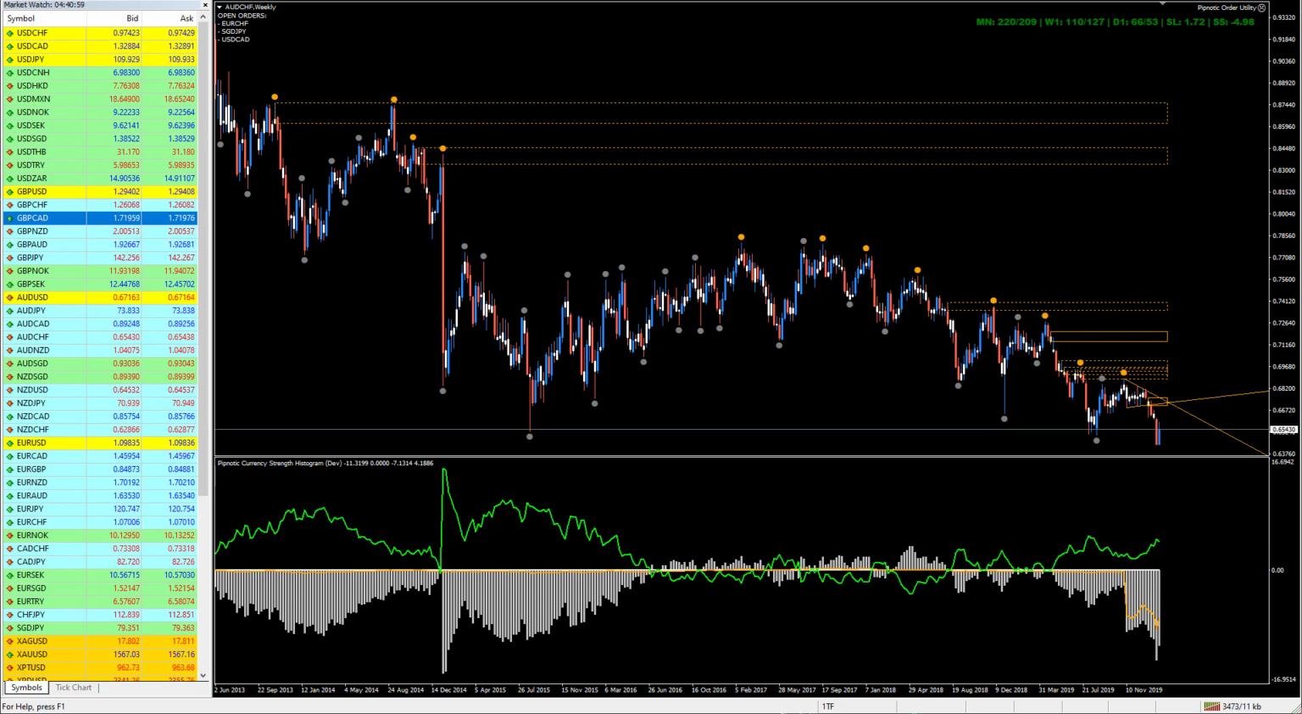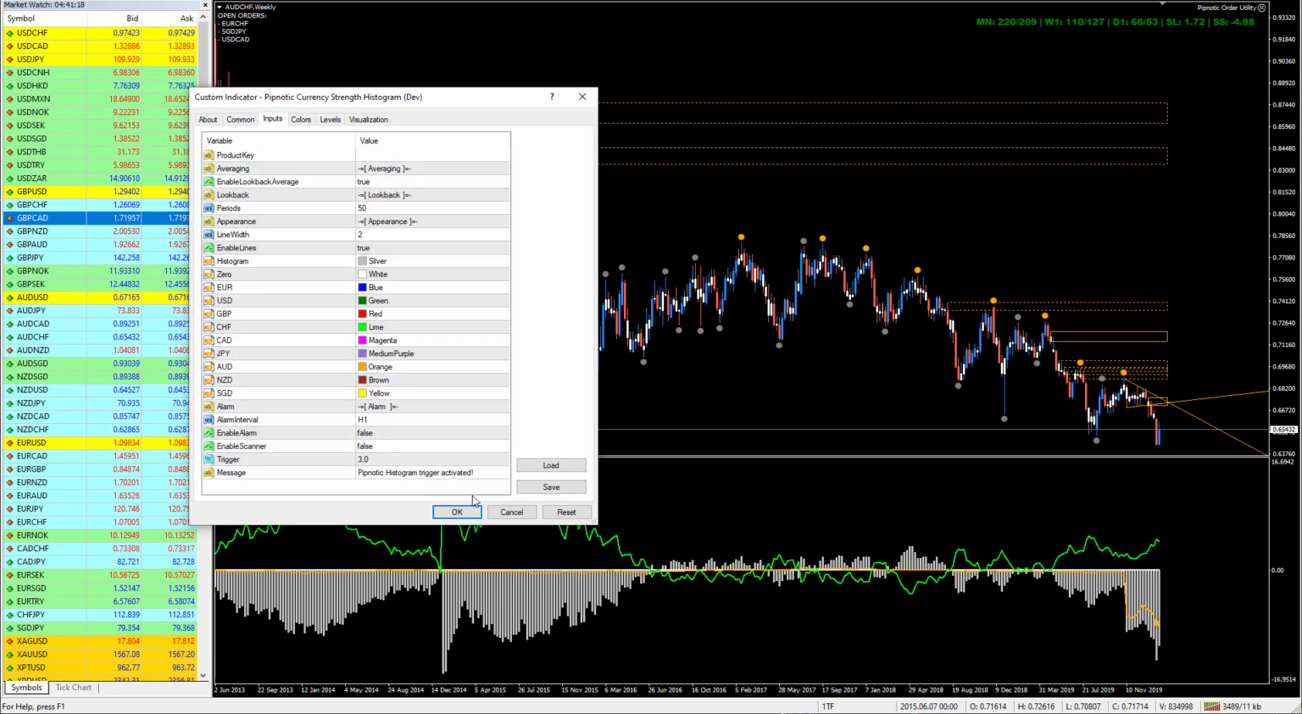Today we are going to have a look at a bit of supply and demand theory, and I'm going to throw some currency strength in the mix because I think this is important in relation to cycles, market cycles. Okay, I just made an update to a piece of software that we have in our offering, and that is the Pipnotic currency strength histogram.